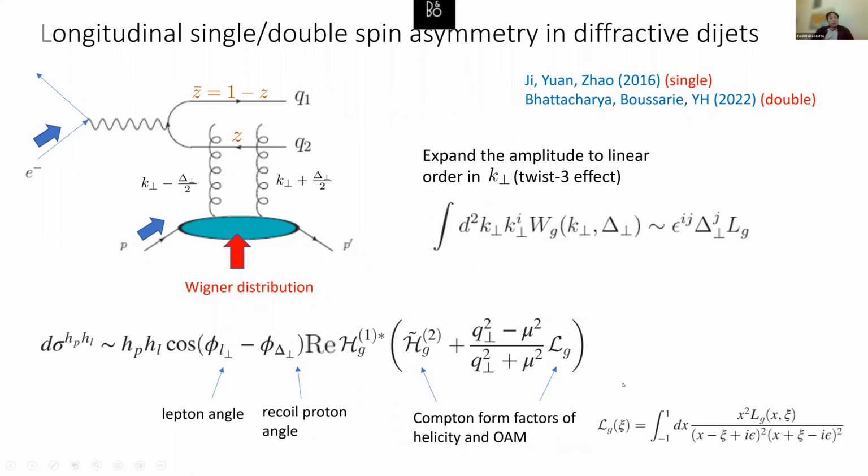The basic idea is to compute this diagram at the twist-three level with both the proton and electron polarized. The blob here is actually the Wigner distribution function. If you calculate this diagram to twist-three accuracy, you find this amplitude is proportional to the orbital angular momentum. In the case of double spin asymmetry, the resulting formula is like this, which you can see on the bottom. This is the spin-dependent part of the cross section, and you have this cosine angular modulation between the lepton angle and the recoiling proton angle.